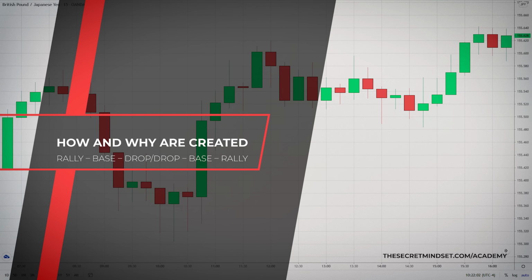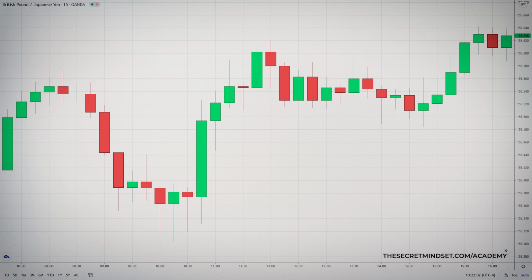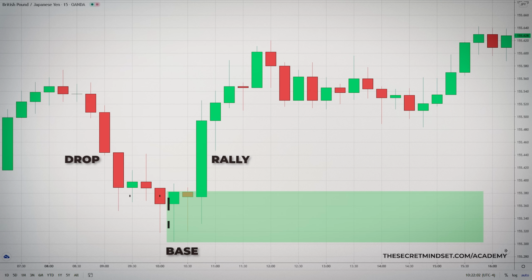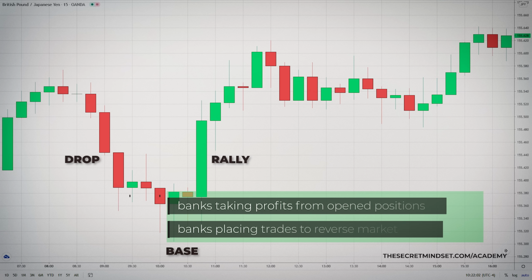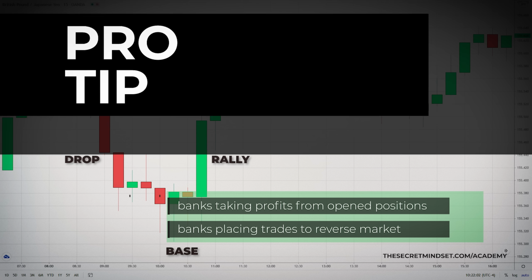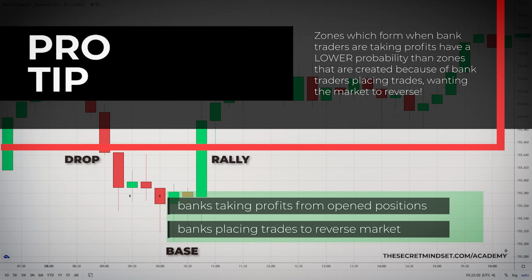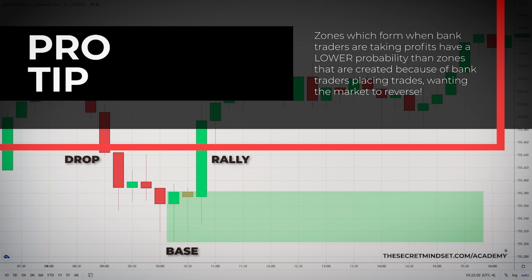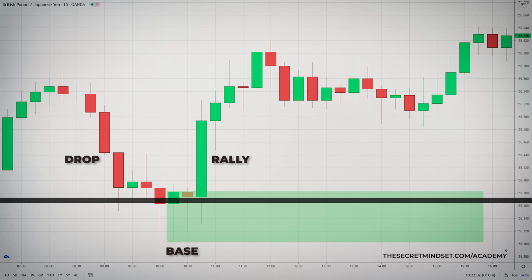What creates the rally base drop or the drop base rally structure? The drop base rally and the rally base drop zones are created by bank traders either placing trades to make the market reverse or by taking profits on their existing trading positions. Very important: the rally base drop or the drop base rally zones which form when bank traders are taking profits have a lower probability of resulting in successful trades than zones that are created because of bank traders placing trades, wanting the market to reverse. To understand why, we must analyze and try to find the intentions of bank traders when they are placing trades.